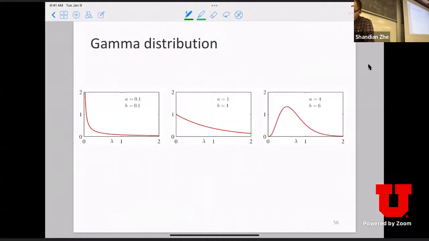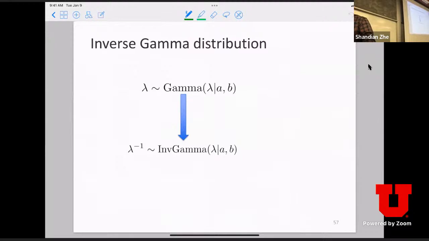Of course, different choices of A and B will give you different shapes of the density function. For example, if A and B are both 0.1, the density function will look like this. If A and B are both 1, it will be flatter. If A is 4 and B is 6, it resembles some kind of a mode. So that is an interesting property.